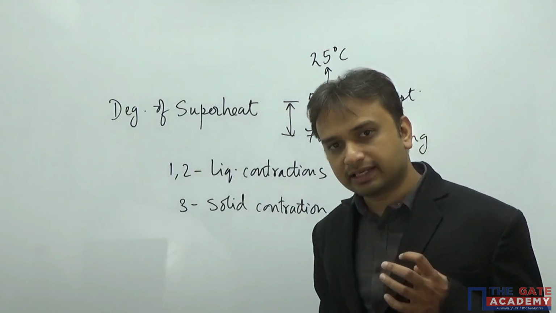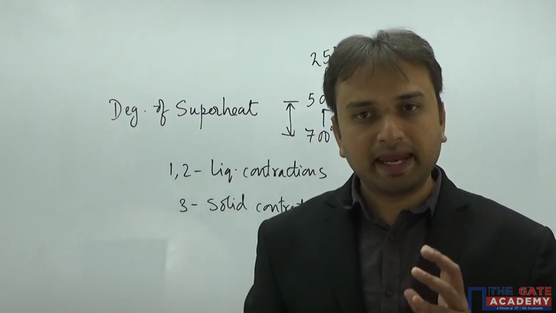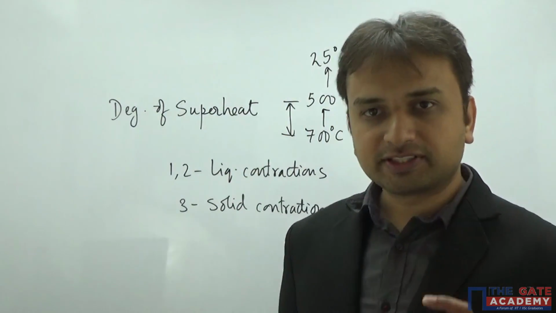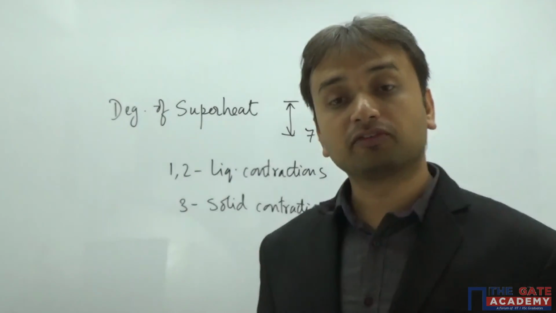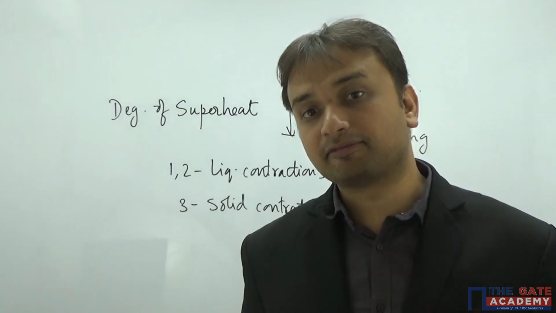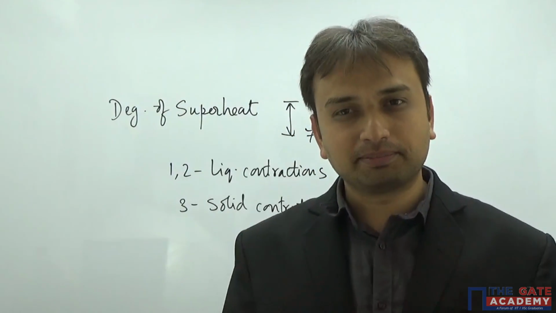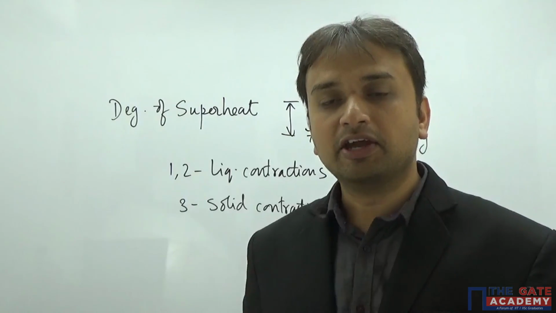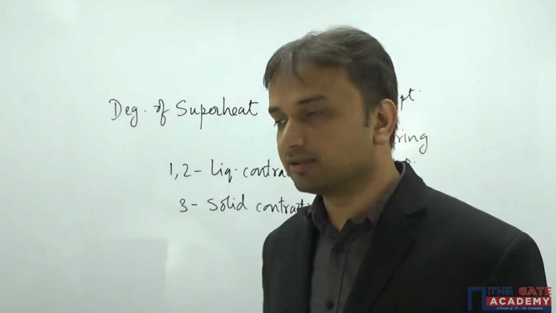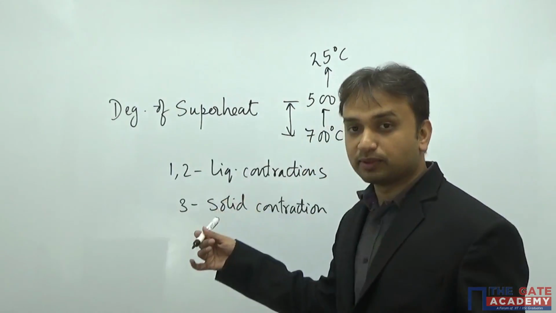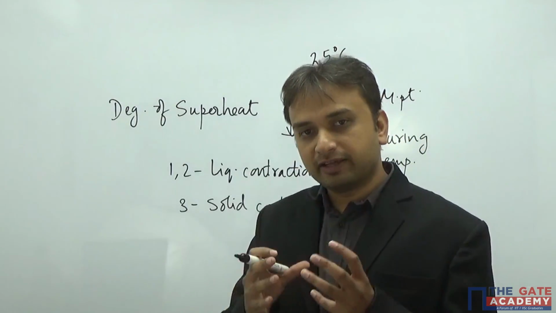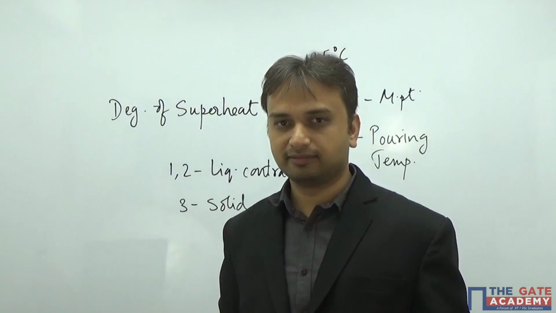It might shrink down to 8 by 8 by 8, just an idea, just an example. So it will shrink down to 8 by 8 by 8, but what was my required dimension? It was 10 by 10 by 10. Now who is going to compensate that? My friends, in this case, to compensate this contraction, we use risers. Getting the point? So we are going to use the riser for the first and second stages that are known as liquid contractions. So the riser is going to supply extra molten metal whenever this liquid contraction happens. Understood?